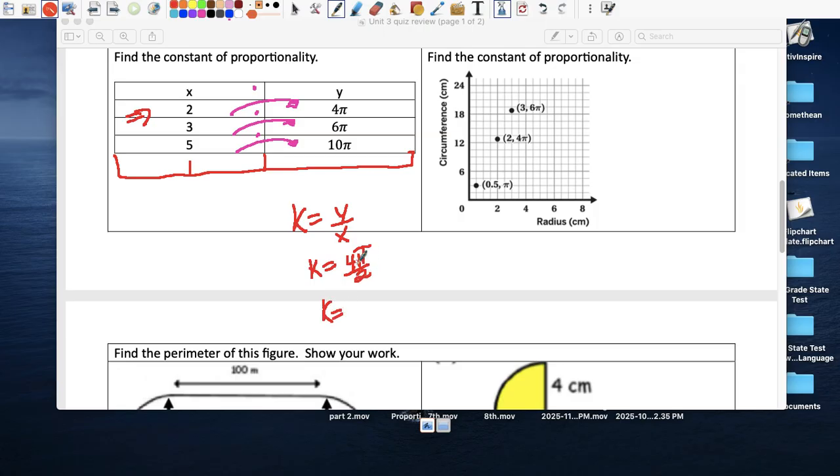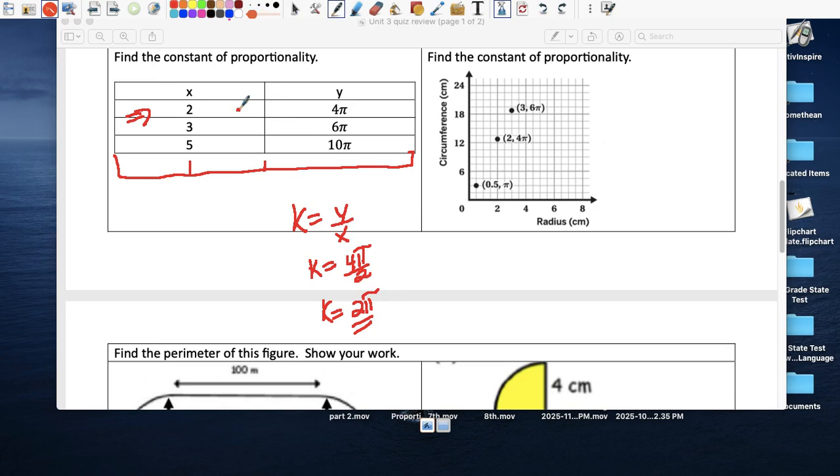4 pi divided by 2, if you just worry about the numbers here. 4 divided by 2 is 2. The pi stays there. So there's your answer, 2 pi. Well, let's take this and put it over here. So let me erase this because let's see if it's true.